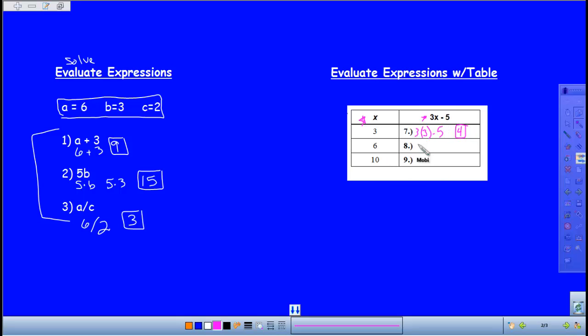If I put 6 in for x, I would have 3 times 6 minus 5. So 18 minus 5 is 13. If I put 10 in, I would have 3 times 10 minus 5. So I'd have 30 minus 5, which is 25. That's how you would solve the expressions and fill out a table all in the same problem.